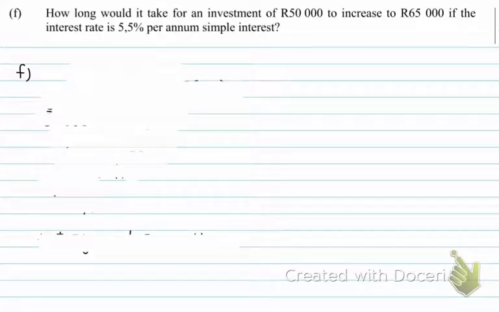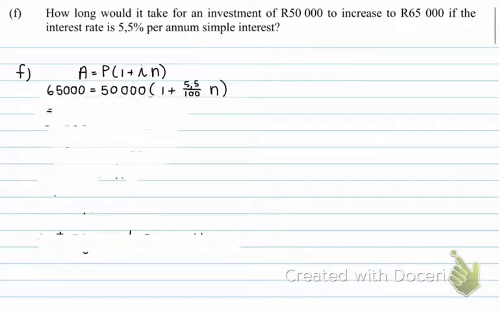Last question, question F. How long would it take for an investment of 50,000 to increase to 65,000 if the interest rate is 5.5% per annum simple interest? Simple interest, there's the formula for simple interest. Okay, let's fill in the information that they give us. The investment was 50,000 and it increased to 65,000. Therefore, A will be the 65,000, P will be the 50,000, I will be the 5.5%, and we need to calculate the value of N, the amount of years, how long it will take.